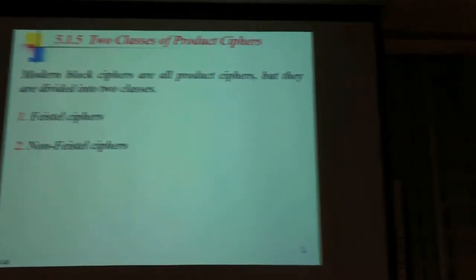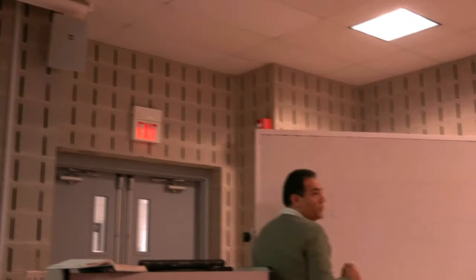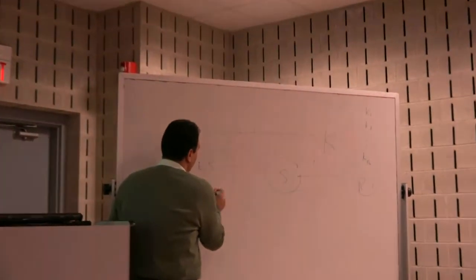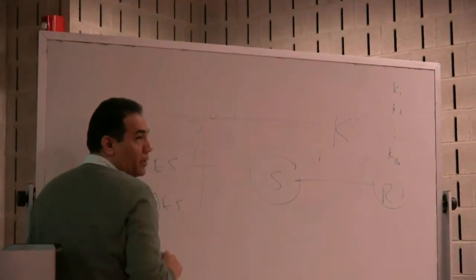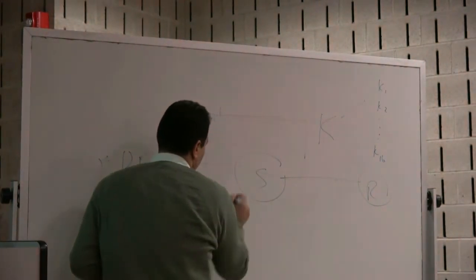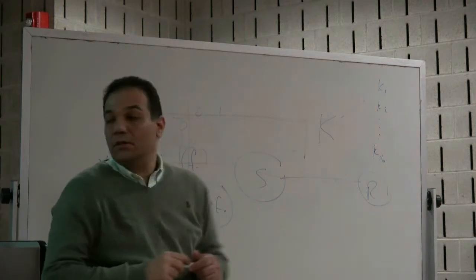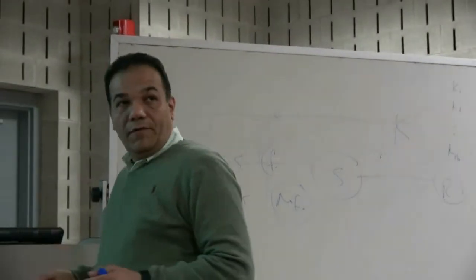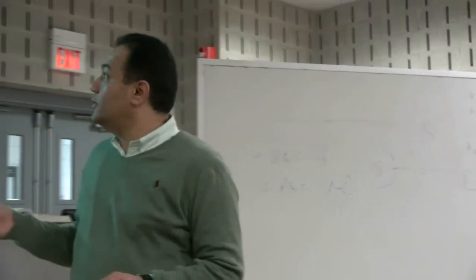DES is from the first kind, Feistel. AES is from the second kind. Okay, this is Feistel. Okay, this is non-Feistel. All right, so we're going to cover all of that as we go. So let me tell you the difference.